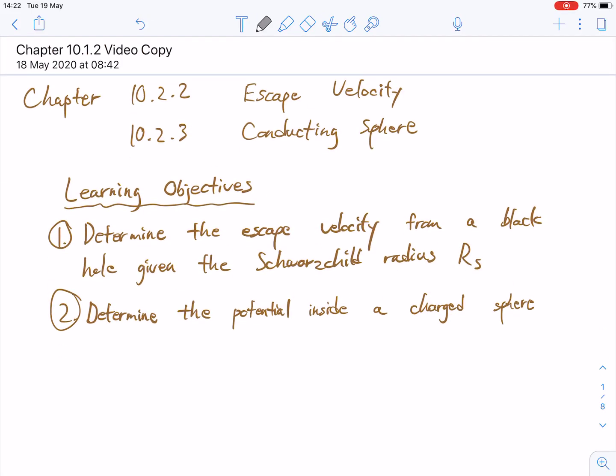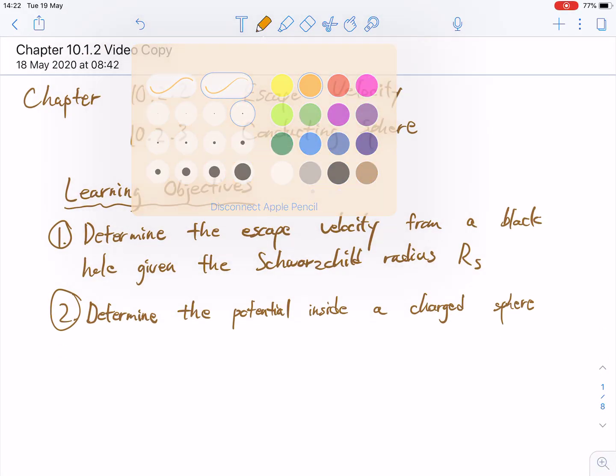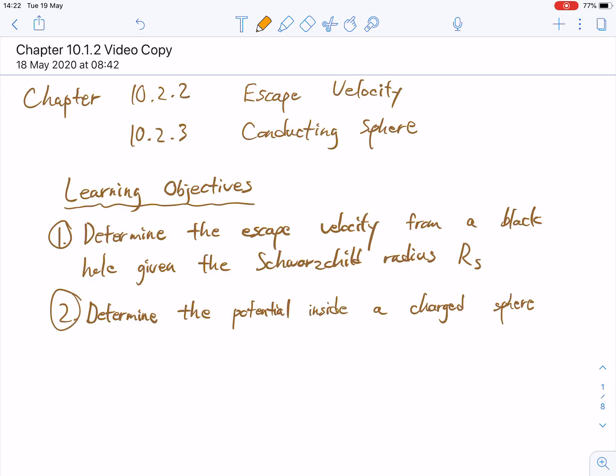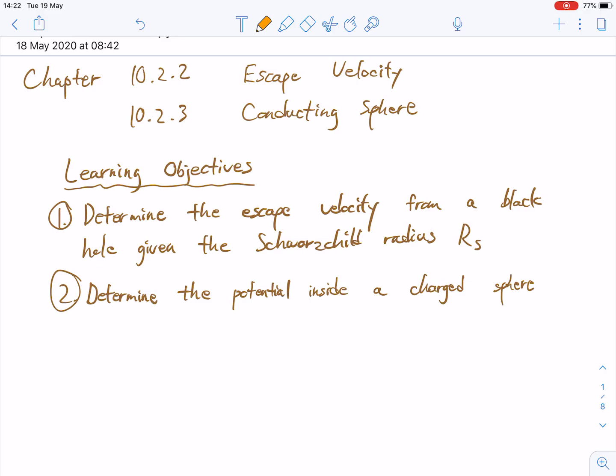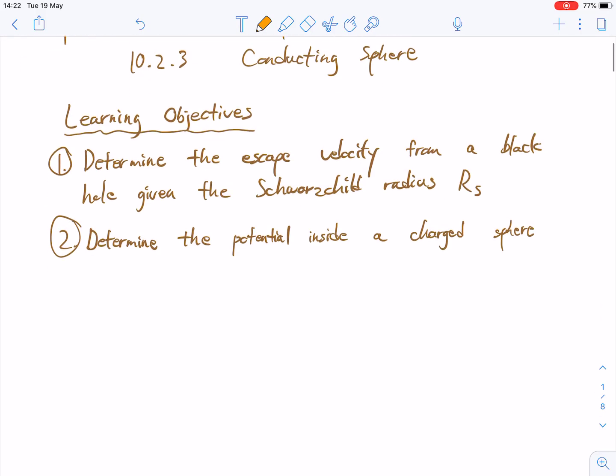Hi guys, welcome to the video tutorial for chapter 10.2.2 and 10.2.3. Today we're going to be looking at escape velocities, specifically the Schwarzschild radius, and also at determining the potential inside a charged sphere.